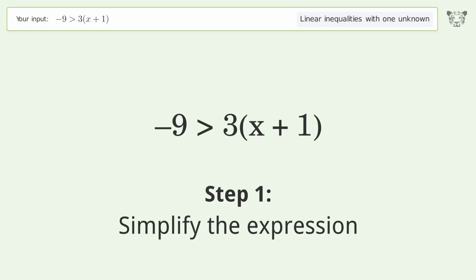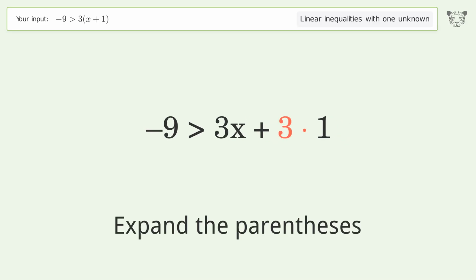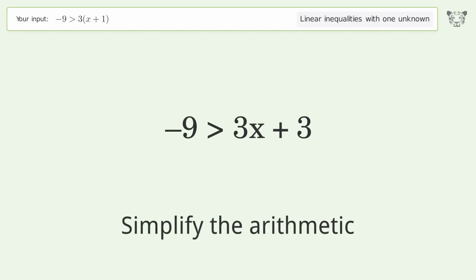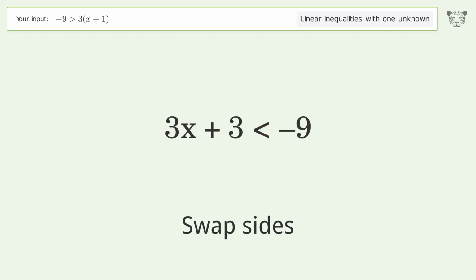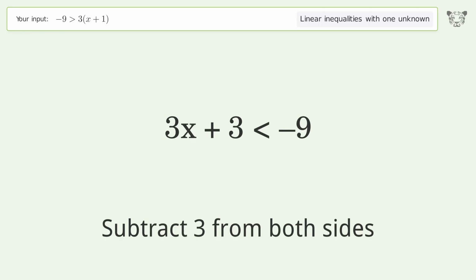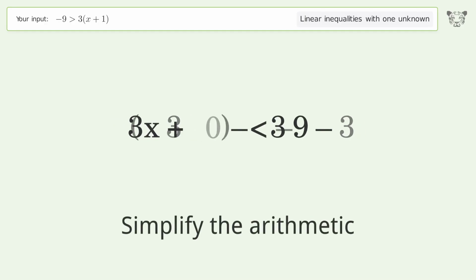Simplify the expression. Expand the parentheses. Simplify the arithmetic. Swap sides. Group all constants on the right side of the inequality. Subtract 3 from both sides. Simplify the arithmetic.